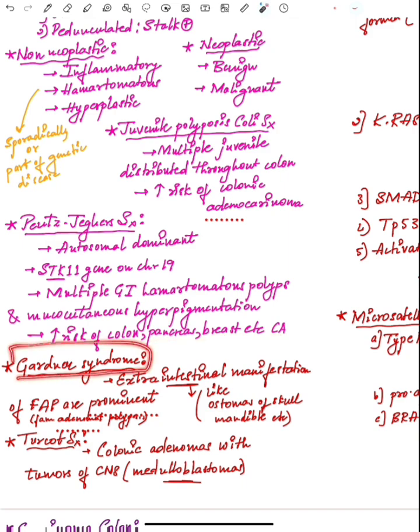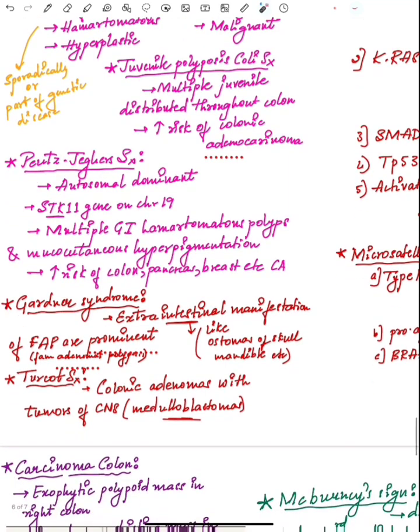Gardner syndrome. In Gardner syndrome, extraintestinal manifestations of familial adenomatous polyposis are prominent. The intestinal manifestations are similar, along with osteomas of the skull, mandible, etc. There is another tumor known as Turcot syndrome. Turcot syndrome is colonic adenomas with tumors of the CNS, that is medulloblastomas.